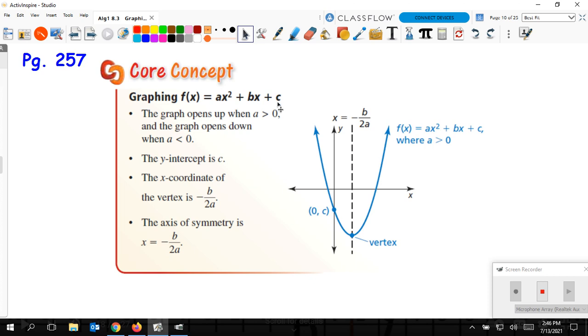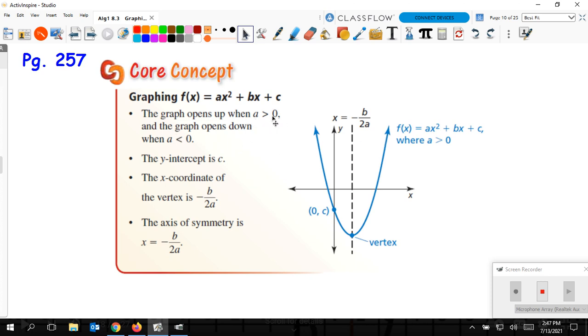So what we're going to be doing here is, first of all, seeing which way it is going to open. That's really going to help us. Is it going to open up like this one's showing, or is it going to open down, where the arrows are pointing down? So how do we know if it opens up or down? Well, it's based on your a number, the number in front of the x squared. If that is a positive number, it's going to open up like this one here. If it's a negative number, it's opening down. It's essentially what this is saying.